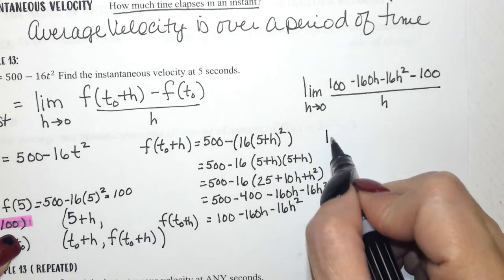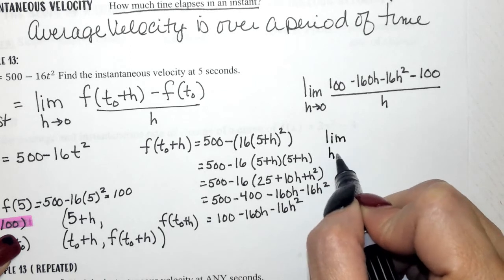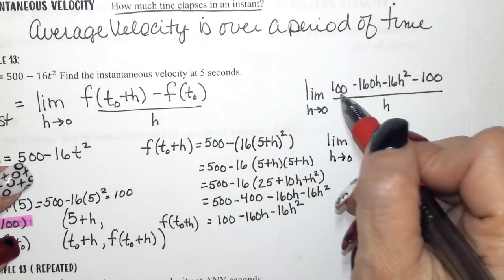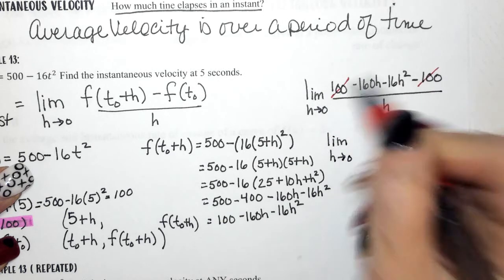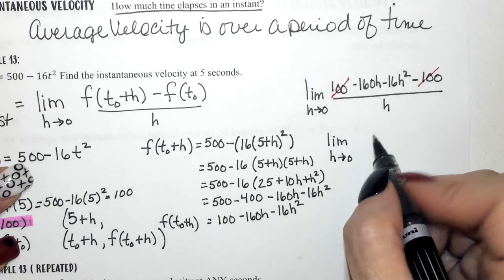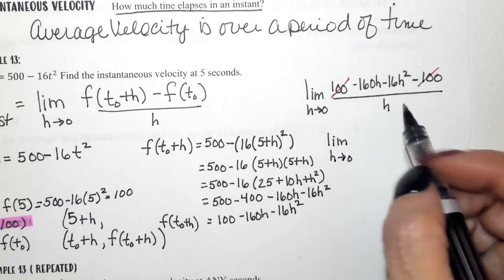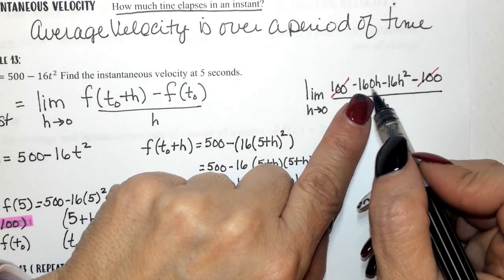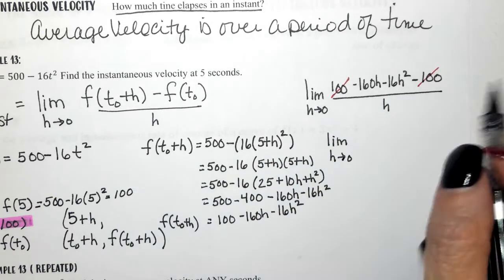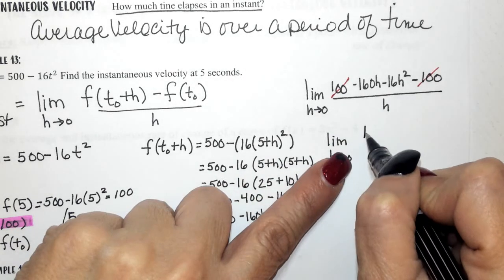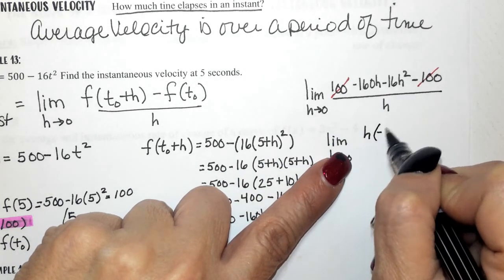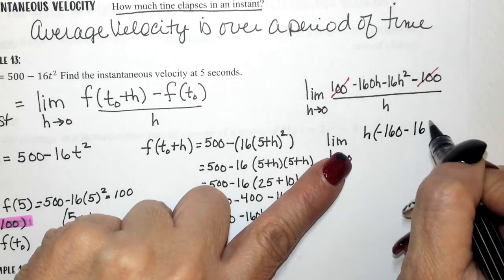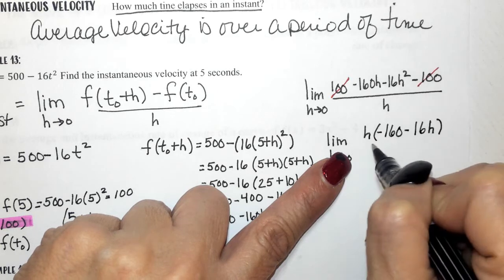All right, one more. The limit as h approaches 0. Okay, let's see what we can put together. 100 and 100 are going to go away. So that's going to give me, and on this one, I'm going to go ahead and factor out the h. I'm not going to worry about the 160 and the 16 and doing anything there. I really just want to take that h out and leave me with negative 160 minus 16 and then keep that other h right there.